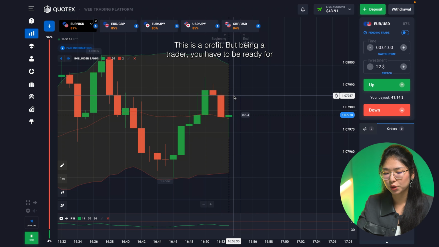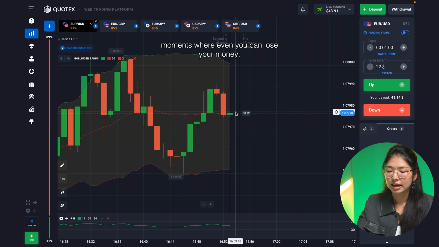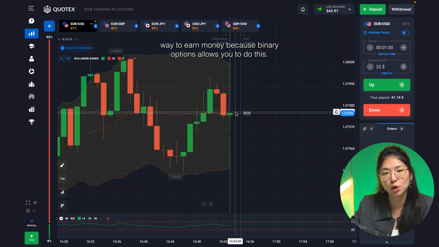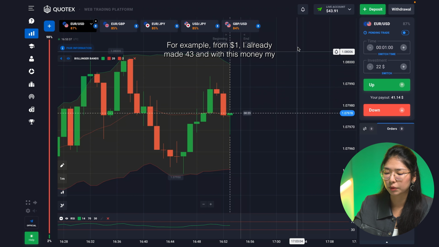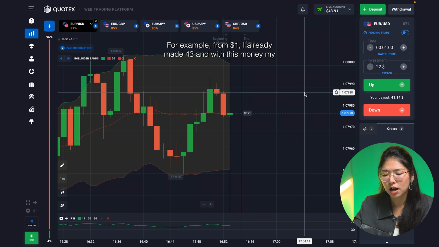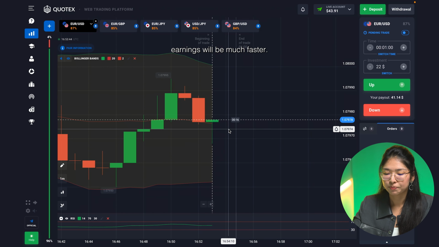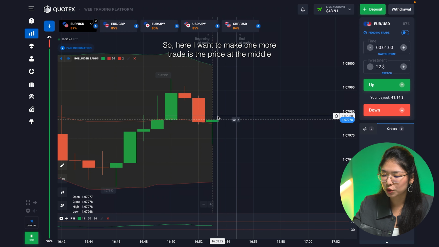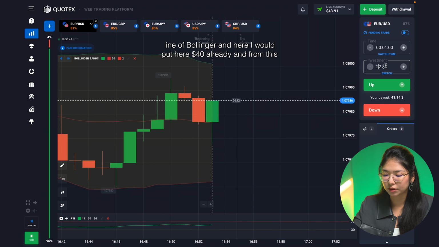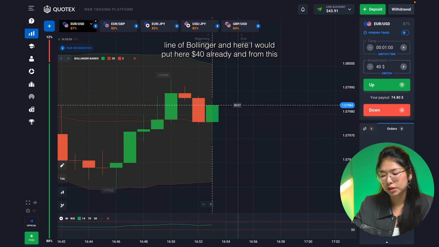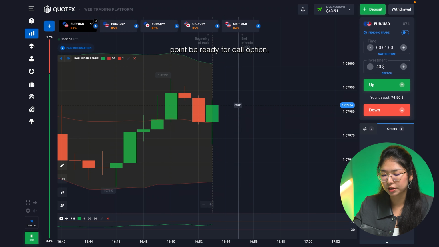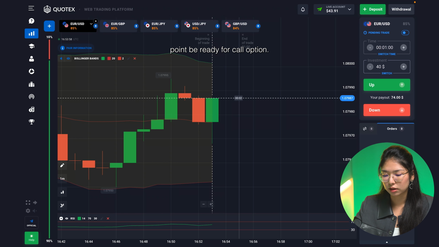But being a trader, you have to be ready for moments where you can lose your money. And yes, it's a pretty risky way to earn money, but it's a perfect way to earn money because binary options allow you to do this. For example, from $1, guys, $1, I already made $43, and with this money my earnings will be much faster. So here I want to make one more trade, either price at the middle line or Bollinger, and here I would put $40 already, and from this point be ready for call option.